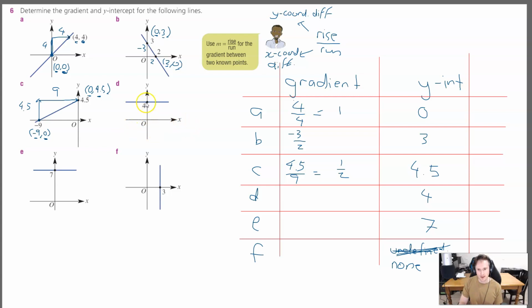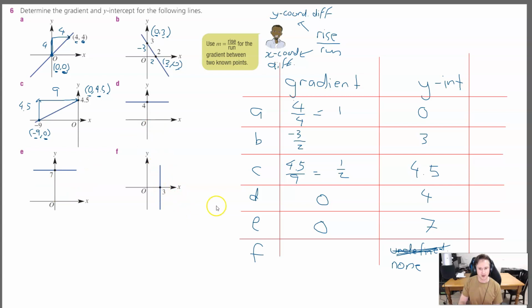This one here, the gradient is going to be 0, and you can just tell that by visual inspection. It's not going up or down, it's just flat. So that has a slope of 0. E has a slope of 0. Finally, some easy ones, some flat ones.